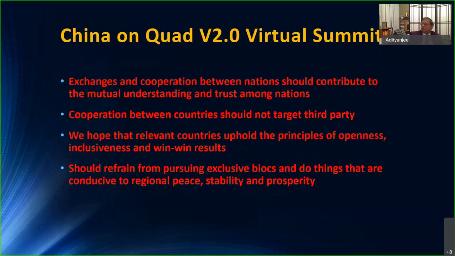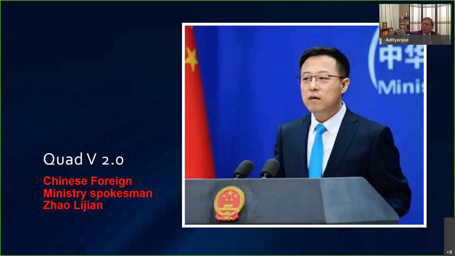What does China say on the Quad 2.0 virtual summit? These comments were given by the Chinese Ministry of External Affairs spokesperson even before the summit. It says exchanges and cooperation between nations should contribute to mutual understanding and trust amongst nations. Cooperation between countries should not target a third party, implied China. We hope that relevant countries uphold the principles of openness, inclusiveness, and win-win results, should refrain from pursuing exclusive blocs, and do things that are conducive to regional peace, stability, and prosperity. These comments were given by Zhao Lijian, Chinese Foreign Ministry spokesperson. So that was the official reaction before the summit.